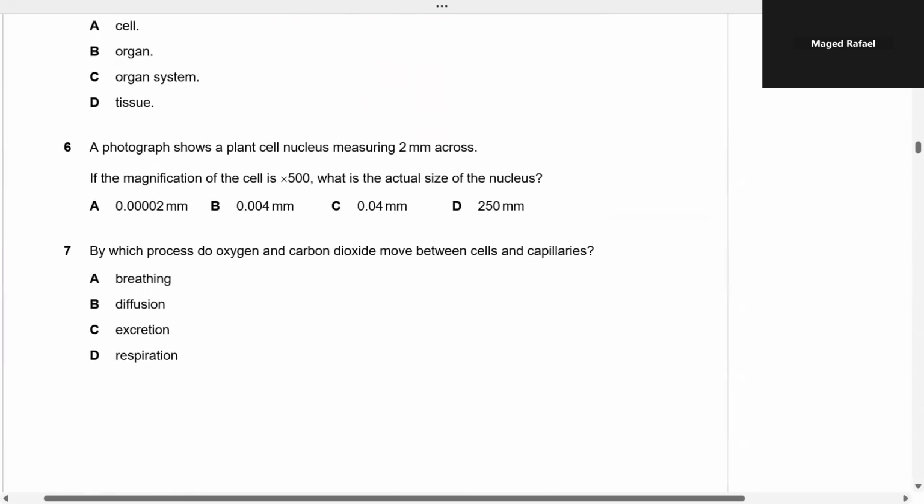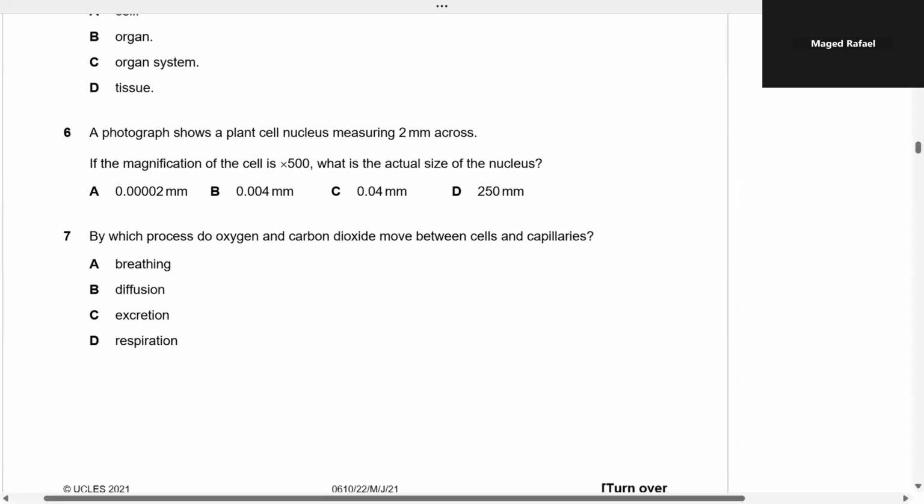A photograph shows a plant cell nucleus measuring 2 millimeters across. If the magnification of the cell is 500, the actual size, please remember the formula. He's giving you the magnification and he's giving you the image size, so he wants the actual size: I divided by M. There is no need to convert the millimeter into micrometer according to the multiple choice. So the answer is B.